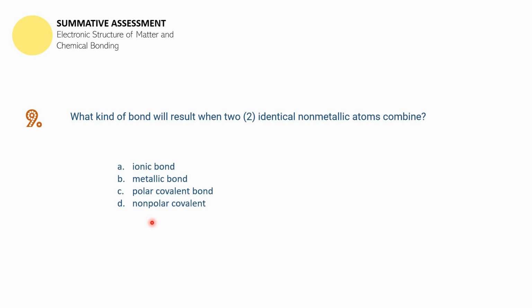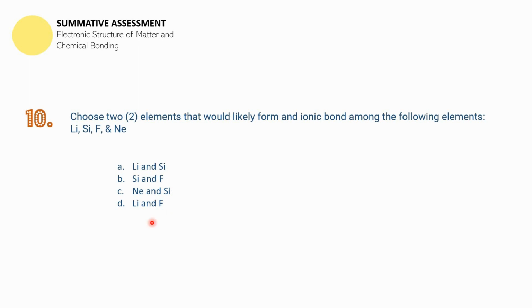Remember, iodine, what kind of bond will it produce? There. So if you need more time, you just have to pause this video. If you have decided to continue, you are ready for the last question. Question number 10. Choose two elements that would likely form an ionic bond.